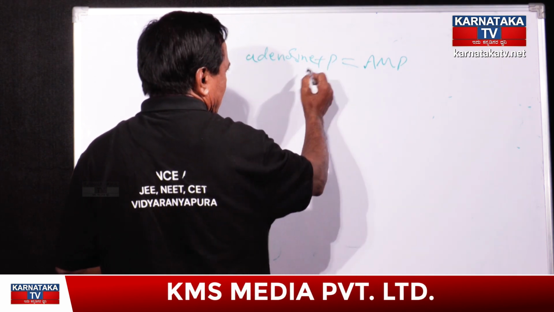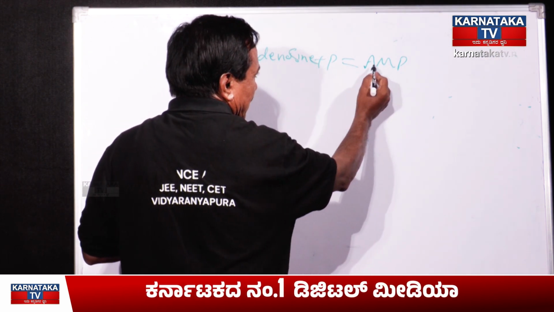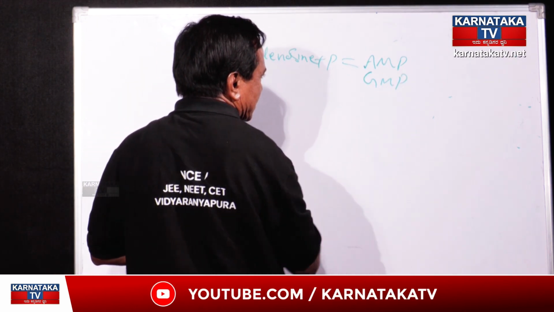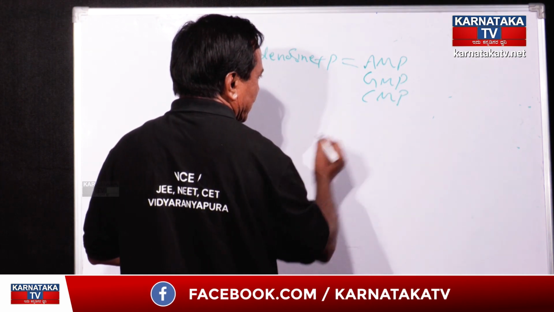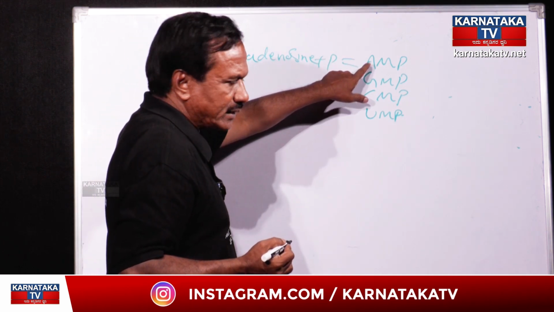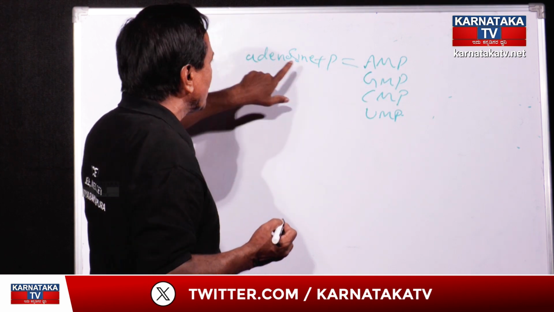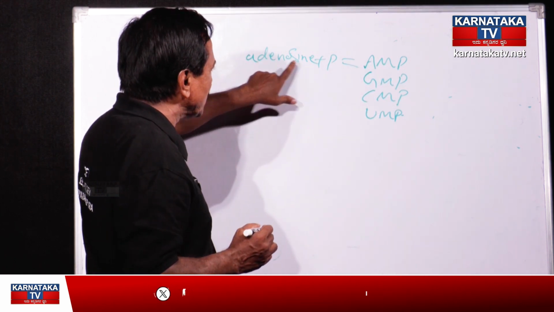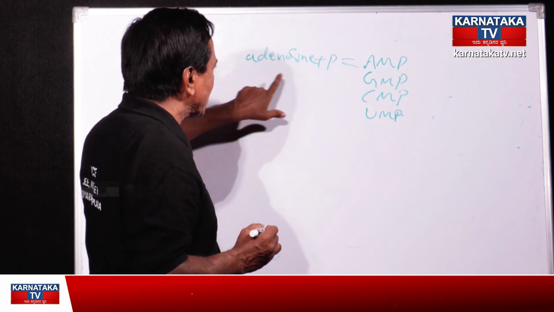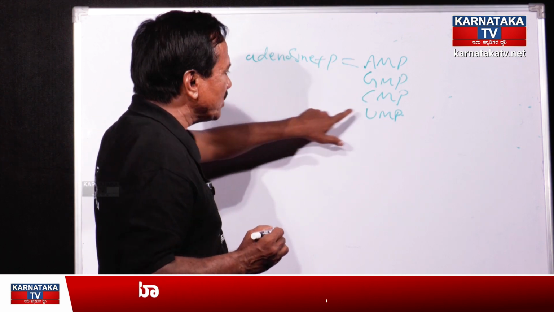If this nucleotide consists of 2 phosphates, it is ADP, adenosine diphosphate. If there are 3, adenosine triphosphate. Like that, AMP is a nucleotide, GMP is a nucleotide, CMP is a nucleotide, UMP is a nucleotide. Right? I hope you have understood this. AMP, adenosine monophosphate, is formed by the union of adenosine plus phosphate. GMP, guanosine monophosphate, is formed by guanosine plus phosphate, then cytidine plus phosphate, uridine plus phosphate.